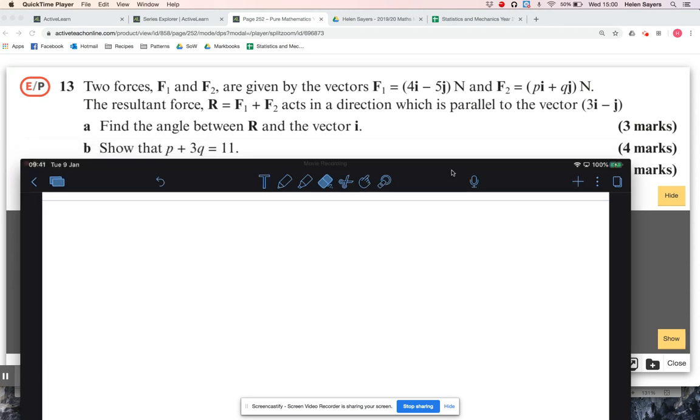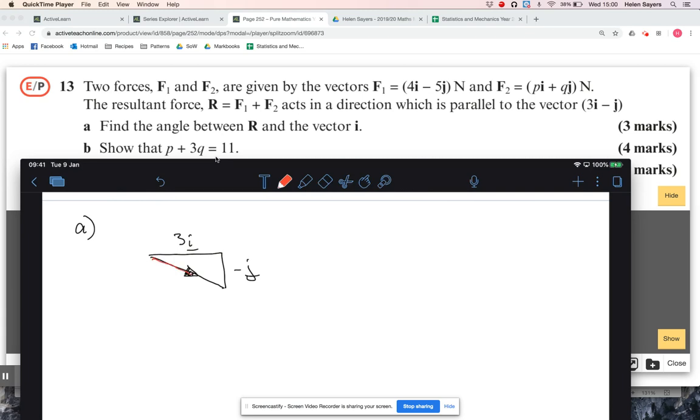So in fact, for part A, I don't really even need to worry about those two forces, F1 and F2. The resultant force is parallel to the vector 3i minus j. Okay, so that's the actual vector 3i minus j. That's not necessarily r, it could be, but all I know for sure about r is it's parallel to that vector.